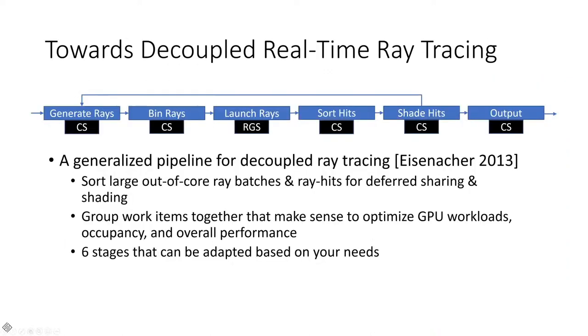using ray cones. So 3 years in now into real-time ray tracing, and now that APIs are moving towards being able to launch rays from any shader stage, a trend is to move towards more decoupled ray tracing. Here's a high-level example of a generalized pipeline where large out-of-core ray batches and ray hits are sorted for deferred shading. Basically, grouping work items together that make sense to optimize GPU workloads, occupancy, and overall performance. So basically 6 stages that can be adapted based on your needs.